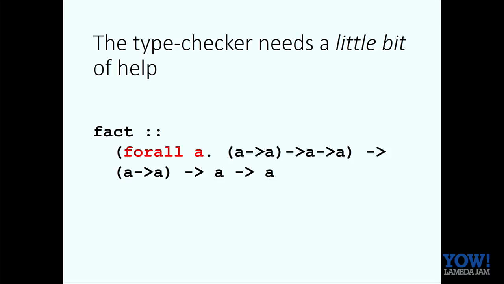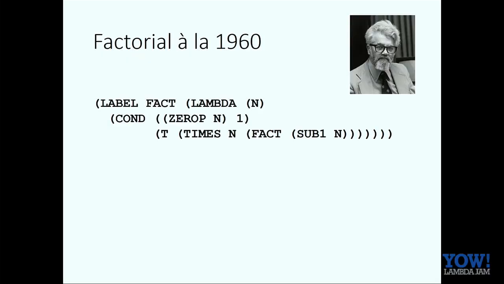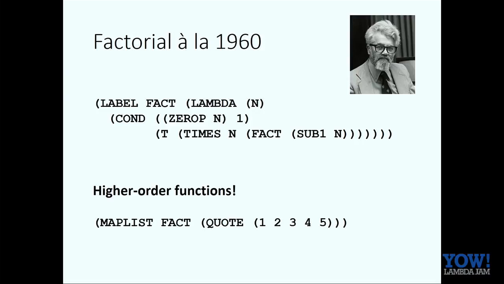OK, so way back in 1940, Alonzo Church could write functional programs. That was great. But he couldn't actually run them. That was a bit sad, wasn't it? You couldn't run functional programs until around 1960, when John McCarthy implemented Lisp. Here's the factorial function in Lisp. And although it may look a little funny to most of us nowadays, Lisp was actually quite a powerful functional language. It even had higher order functions.